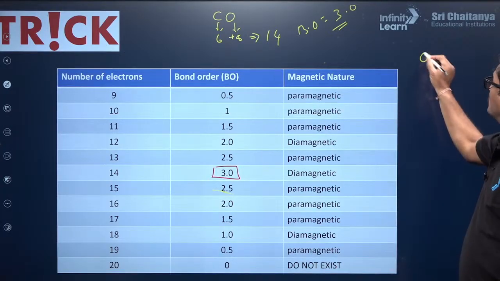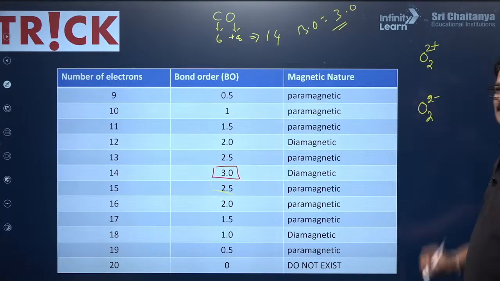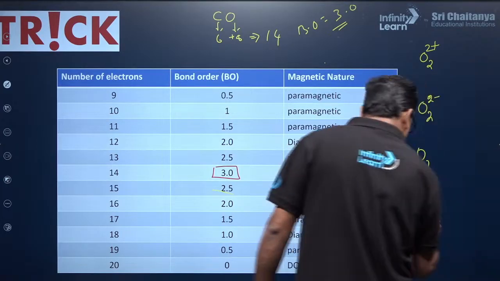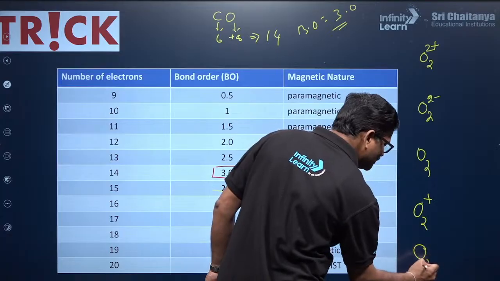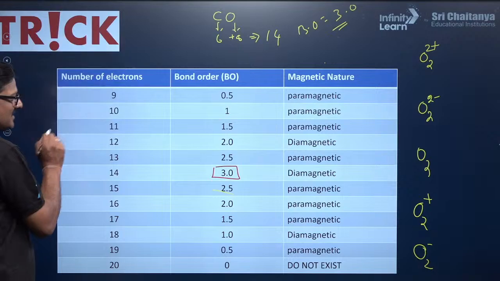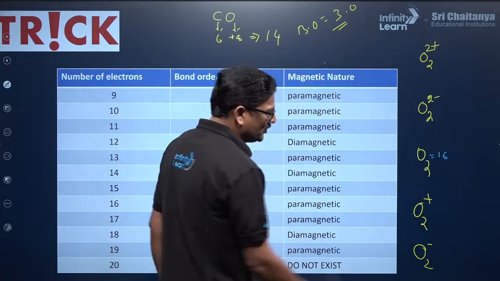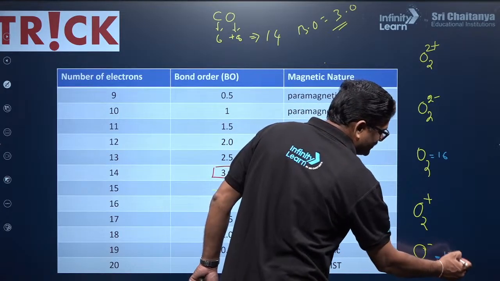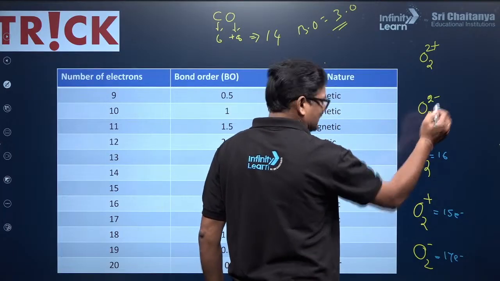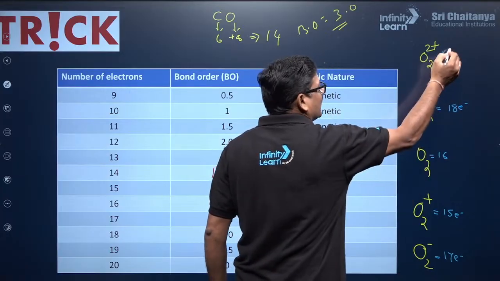I want to say O2 2 plus and O2 2 minus and O2, right, and O2 plus and O2 minus. How many electrons do you have in O2? Simply apply this, it is going to be 16 electrons. You add, this is going to be 17 electrons. You are going to get 15 electrons. You are going to get 18 electrons and you are going to get 14 electrons.